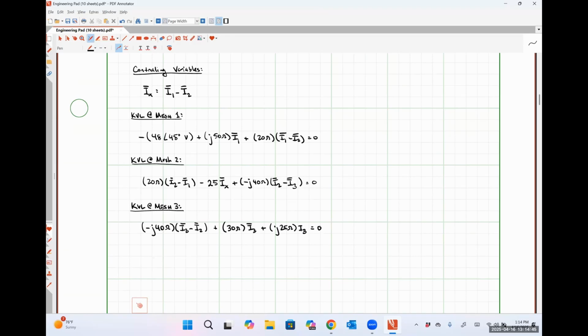So do you want to jump into MathCAD now and solve this one, or do you want to do the nodal analysis and then use MathCAD for both things? MathCAD now. Okay.